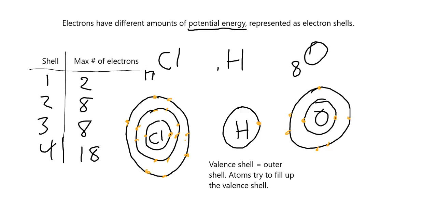Now, ultimately, your atom is going to try to gain or lose the smallest number of electrons possible in order to fill up this valence shell. So, if you gain electrons, you just try and fill up the shell that you've got. For oxygen right here, it's got 6 on the valence shell. It would need to gain 2 to fill up that valence shell. Chlorine has 7 on the valence shell, so it only needs 1 to get it to its max number of 8 and fill up that valence shell.